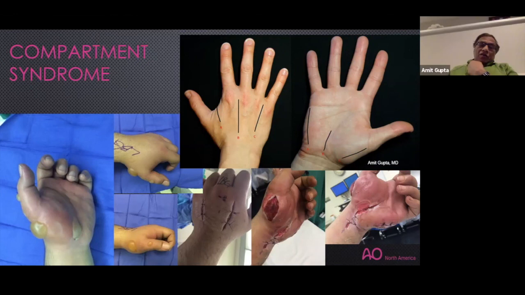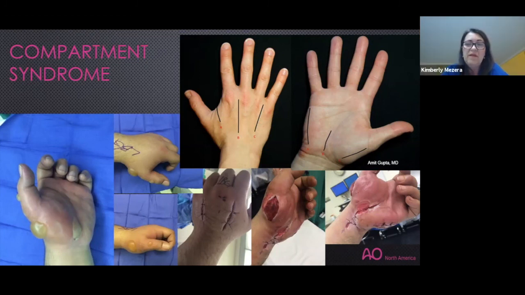Yes, you can do that. Don't go across the web space. That's the key, as you mentioned before, okay? And if you go dorsally, you can get to the adductor through this area. Mm-hmm. Because the first dorsal interosseous is right over here. As you reflect the first dorsal interosseous, you're just looking at the adductor going across from the 3rd metacarpal to the thumb. Right.